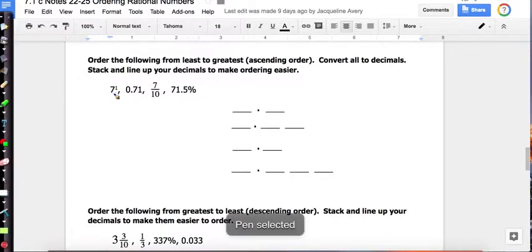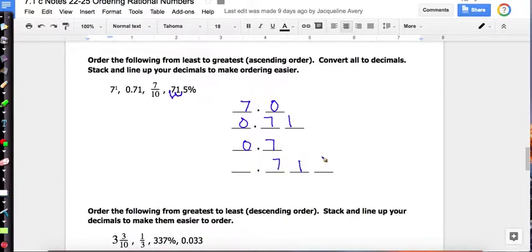So the first one is 7 to the first power, which is just 7. Okay, and I can add a 0 for 7.0. 0.71, so 71 hundredths. 7 tenths would be 0.7. And then the last one, we move it 2 to the left, so it would be 715 thousandths. And I can drop a 0 there for a placeholder. I can drop 2 zeros here, 1 zero here, and 2 zeros here, so they all have the same amount of places after.